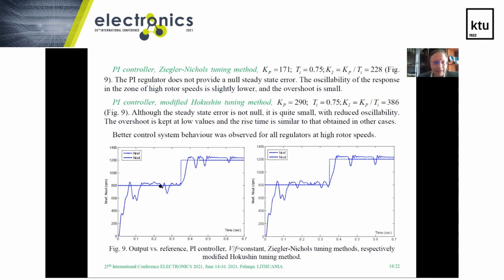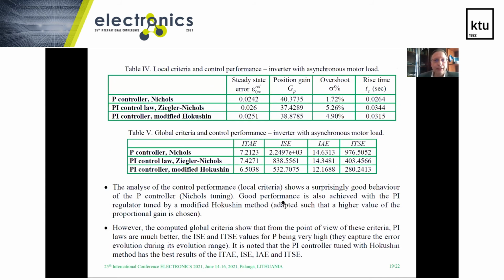Of course, these are realistic evolutions of the output, because we introduced in the simulation model a lot of realistic elements. From the criteria analysis point of view, in table 4 and 5, you have all the local and global criteria. And the conclusion in this case is that we have a surprisingly good behavior of the P controller with tuning by the Nichols method. But from the point of view of global criteria, we obtained the best results with the PI controller with the modified Hokushin tuning method.